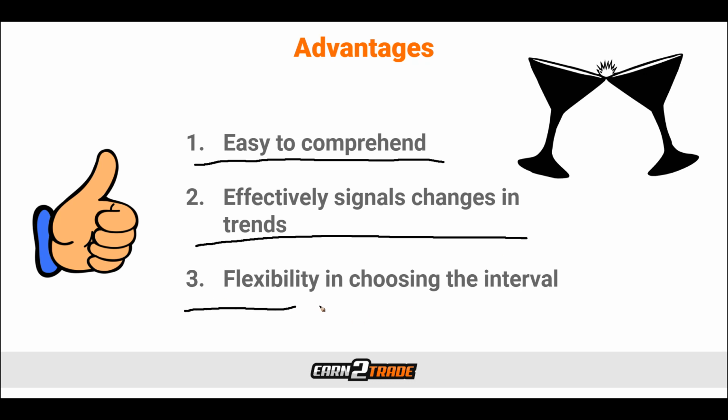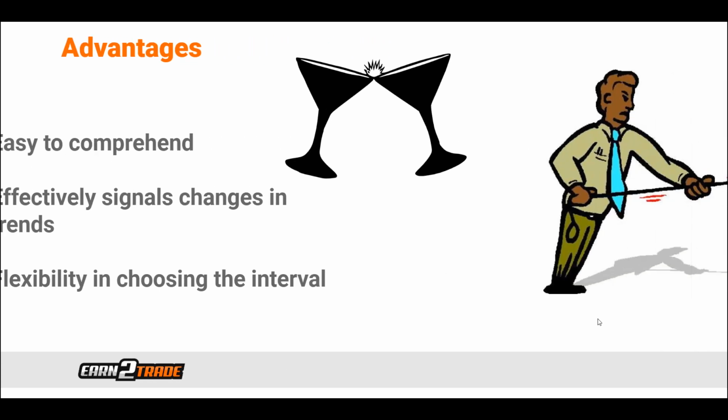And number 3 is the flexibility in choosing the interval. This means that we can change it from the default setting of 14 to whatever we want. It's actually very common to see traders switch it to a 20 or 25 period as well, and I strongly recommend getting to know the indicator and using it a little bit before you start changing the settings around. But the ability is there, and that is definitely an advantage. That means we can adjust it as we see fit for the conditions that we're currently analyzing.